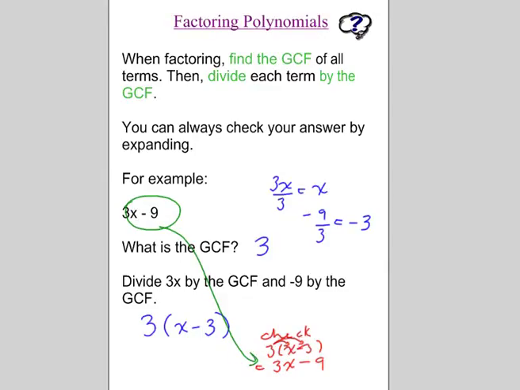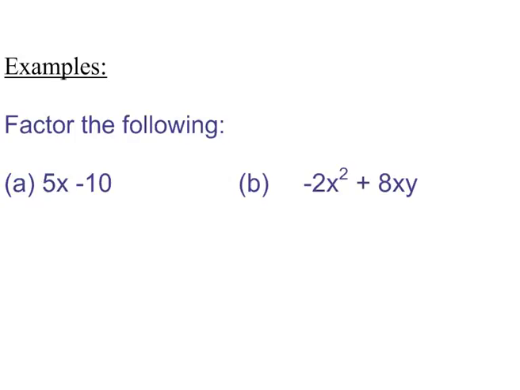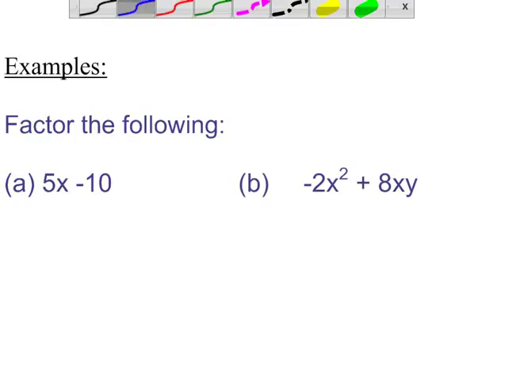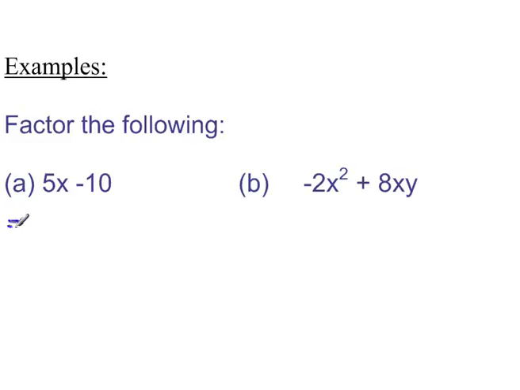So let's look at some more examples. Let's look at this first one. Again, the first question you ask yourself is, what is the common factor? In this case, it is 5. So put that first and open up a bracket. Now take the first term, 5x, and divide by 5. What would you be left with? You would be left with an x. Now take the second term, negative 10, and divide by 5, and you'd be left with negative 2. And that is your answer in factored form.